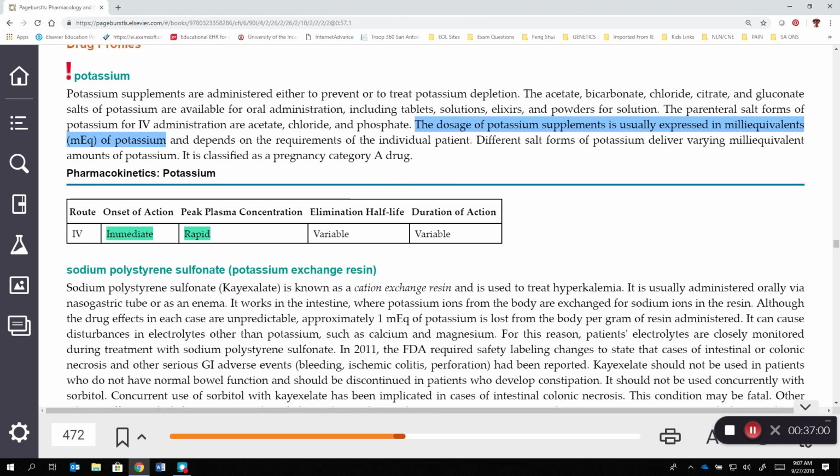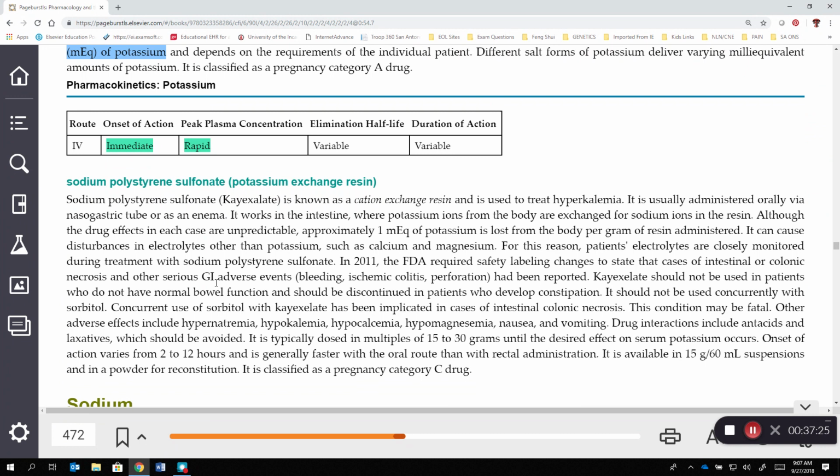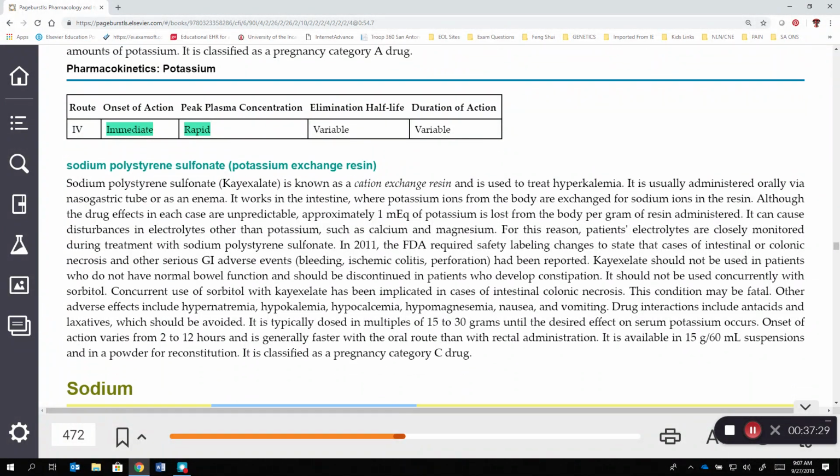So here we're talking about potassium. Again, they're used to prevent or treat potassium depletion. The dosage is going to be expressed in milliequivalents always. It's not in milligrams. It's always in MEQs, milliequivalents. And every patient's going to require a different dose, and it may change from day to day depending on the situation. It's a pregnancy category A drug because this is something that is normally found within our body.